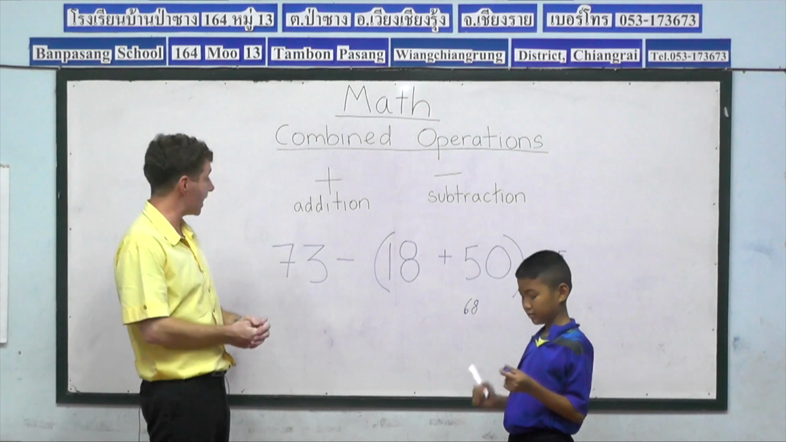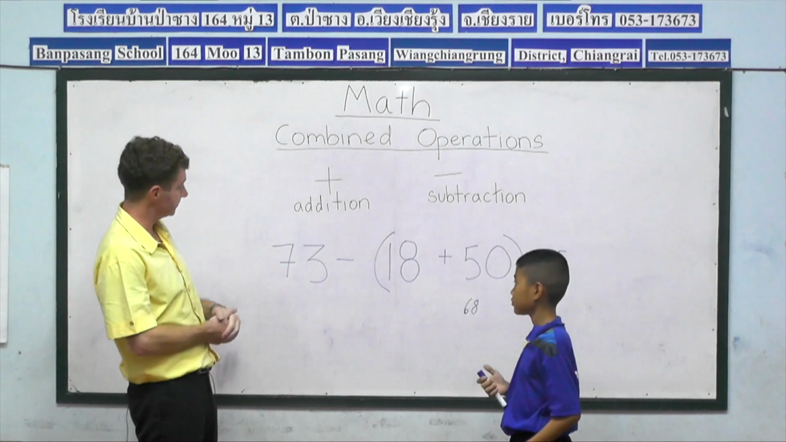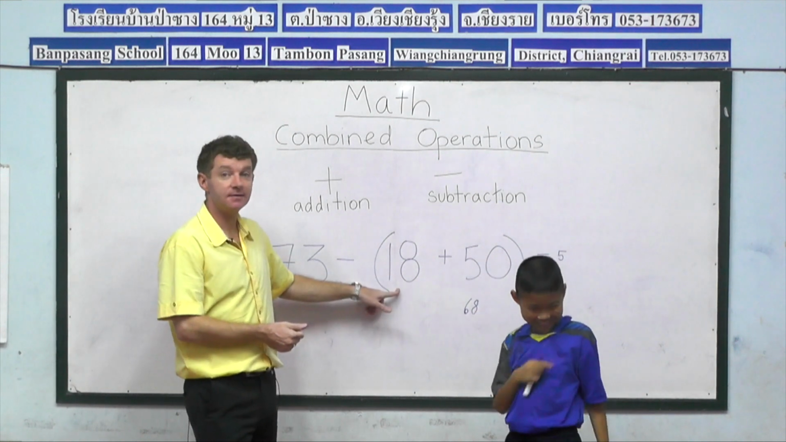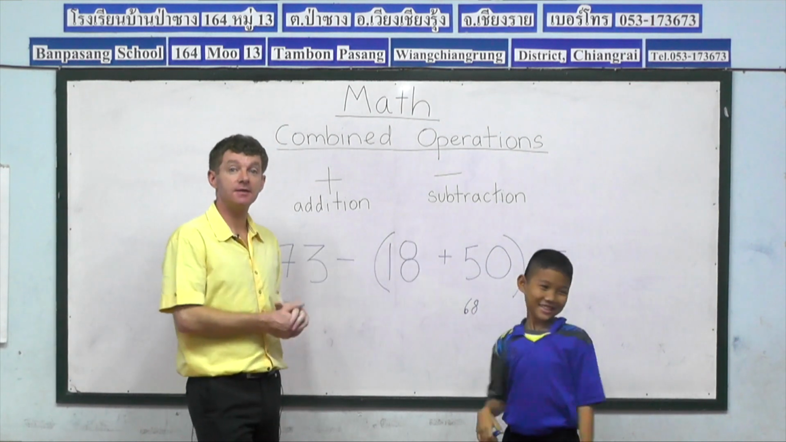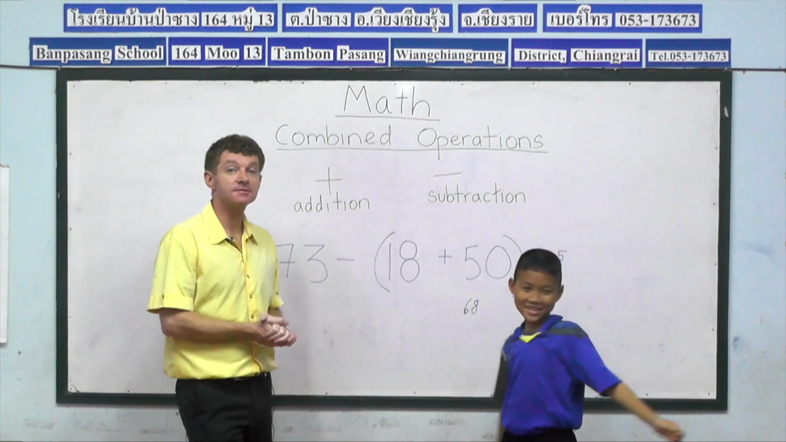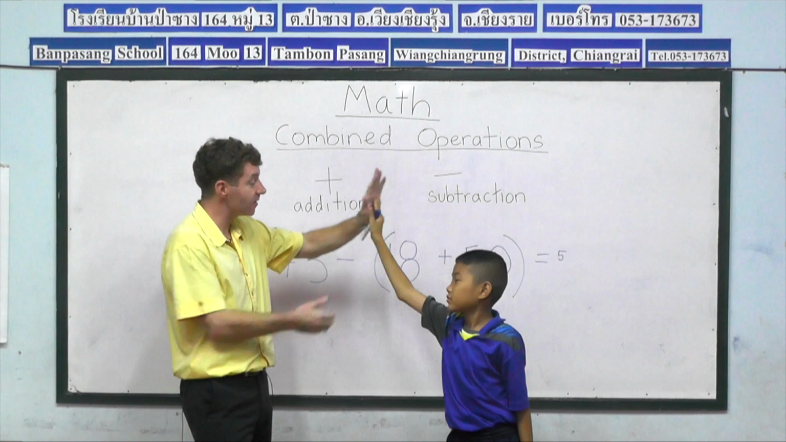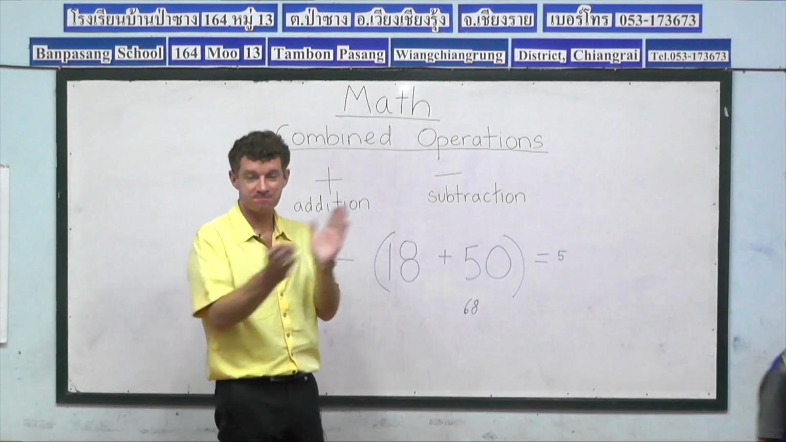So altogether, guys, 73 minus 18 plus 50 equals 5. Bangpon, that was excellent. High five. Big round of applause for Bangpon.